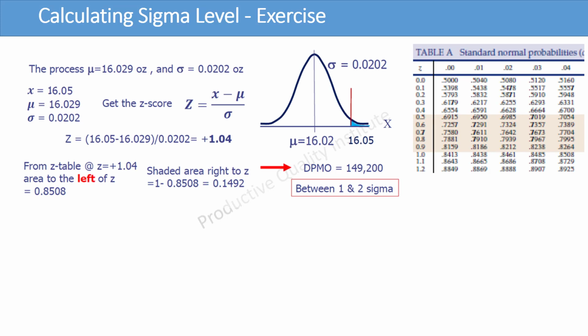The process mu is 16.029 and sigma is 0.02, while x is equal to 16.05. Then, by calculating z, which is equal to x minus mu, divided by sigma, which is equal to 1.04, from the z table, at z equal to 1.04, the area left of z is equal to 0.8508. The shaded area is equal to 1 minus 0.8508, which is equal to 0.1492. Then DPMO is equal to 149,200, which results in a sigma level between 1 and 2.